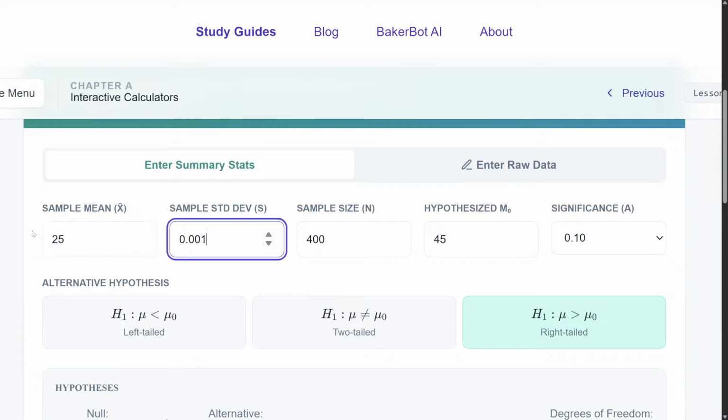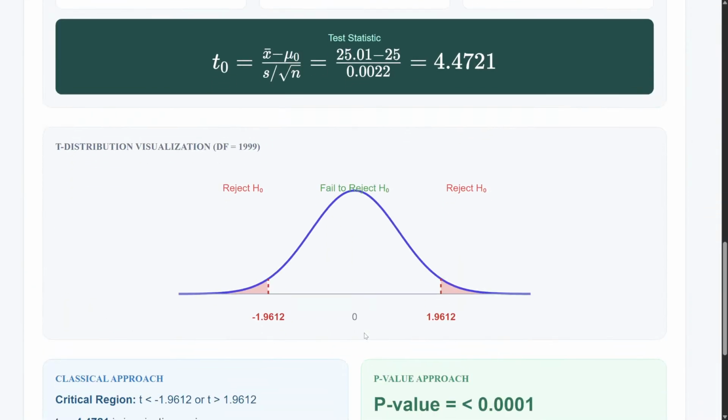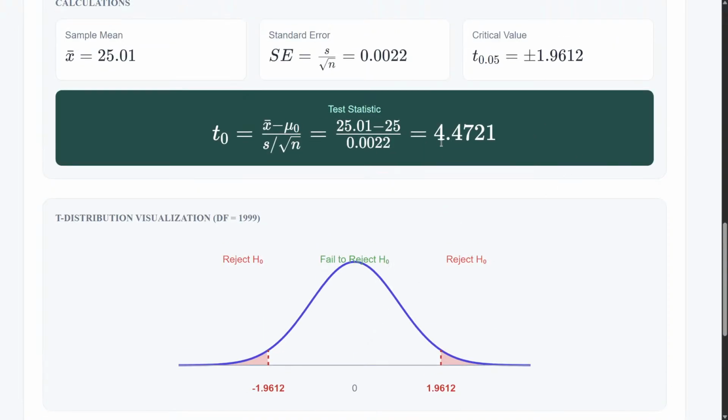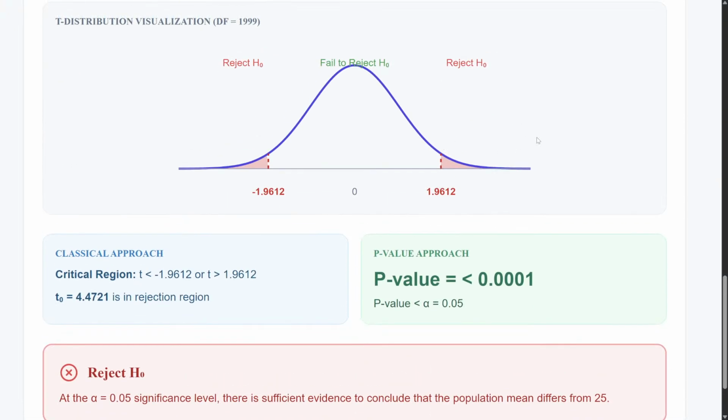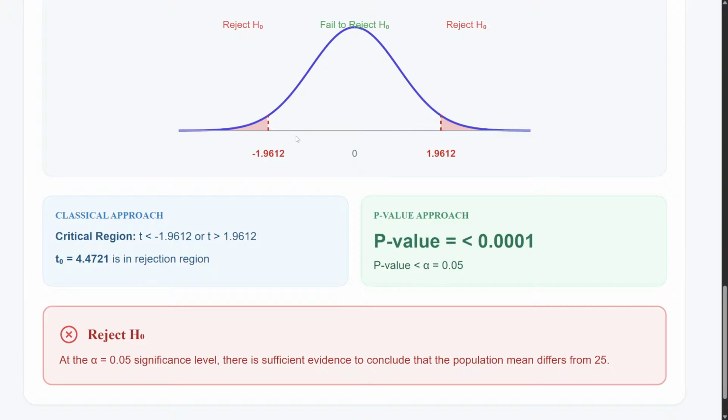25. No, that's not what I wanted. That's 25.01. 21. I think we did 2,000 bags. All right, so my test statistic is 4.47, so it's way over here. And we are rejecting.